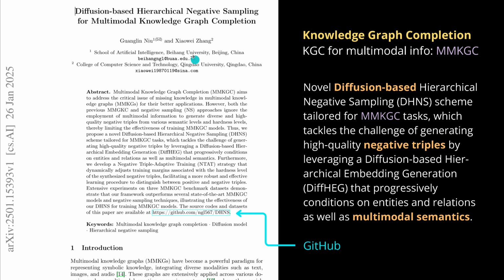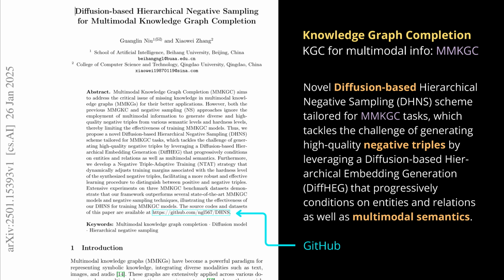And you know what? Our colleagues from Beijing in China decided to go with a diffusion-based scheme, which is amazing. But they've chosen an old friend of ours, the negative sampling scheme. You remember the negative sampling we had in my videos on BERT and sentence transformer, where we were looking to generate and identify high-quality negative triplets, and they do so by leveraging a diffusion-based hierarchical embedding generation that progressively conditions on entities and relations as well as multimodal semantics. If you want to see the code, this is the GitHub link. As always, you find the GitHub link here.